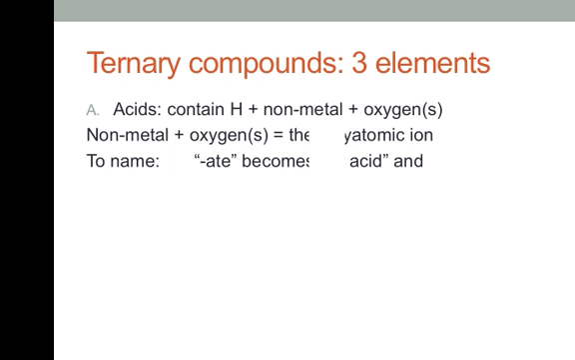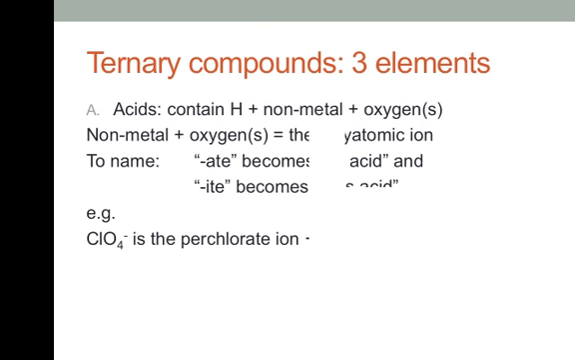To name, you have to know your polyatomic ion name. If it ends in ate, when you add it to hydrogen to form the acid, you'll change the ate to ic, and then the word acid. Okay, and if your polyatomic ion name's in ite, you change the ite to ous, and then add the word acid.